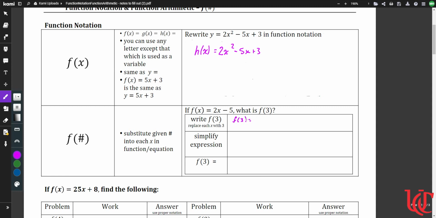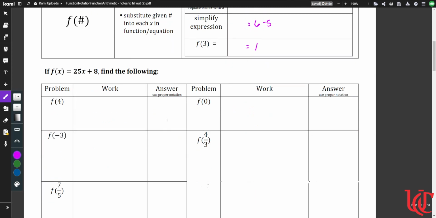equals, and remember that 3, it's in parentheses. Let's keep it in parentheses on the right side. So 2 times 3 minus 5. And now I get to simplify it. And doing order of operations, 2 times 3 is 6. And then I still have that minus 5. So f of 3 is just going to equal 1.